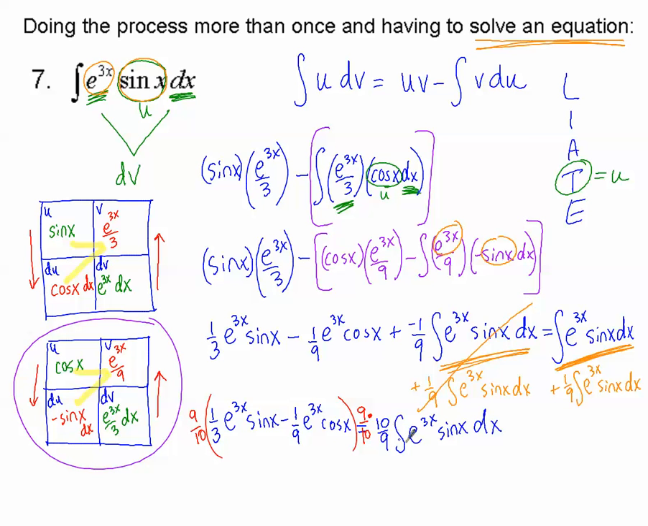And let's complete it. I'm going to put this in the front. Integral of e to the 3x sine x dx will equal, distribute the 9/10. 9/10 times 1/3. 3 goes into 9 3 times, so that's 3/10 e to the 3x sine x minus, here the 9's cancel out, 1/10 e to the 3x cosine x, and when we're done integrating, plus c.